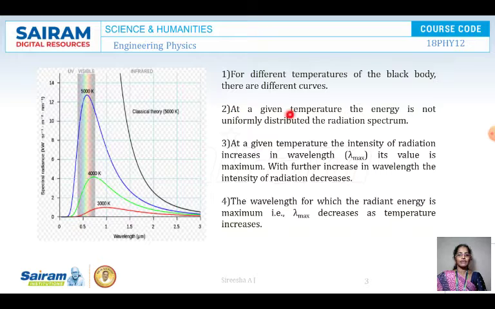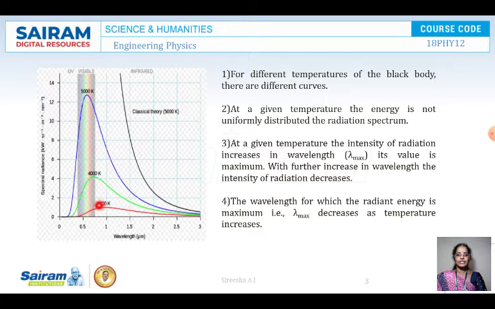And also at a given temperature, the energy is not uniformly distributed in the radiation spectrum. That means at a given temperature, the intensity increases and again decreases. It is not uniform. So this is what you can see at different temperatures, the energy is not uniformly distributed.